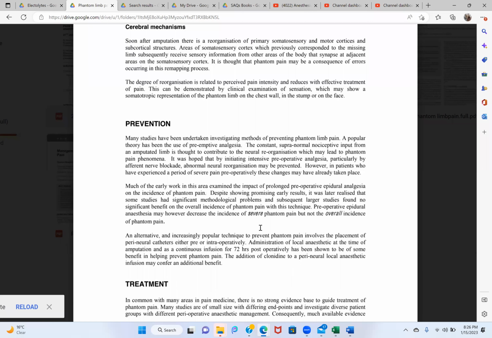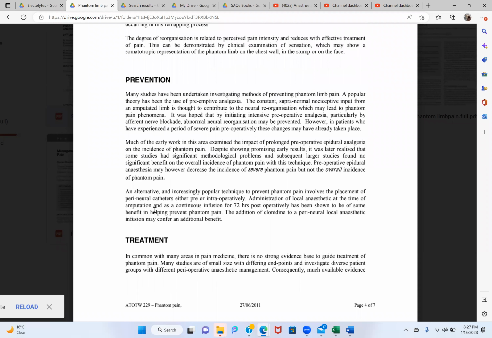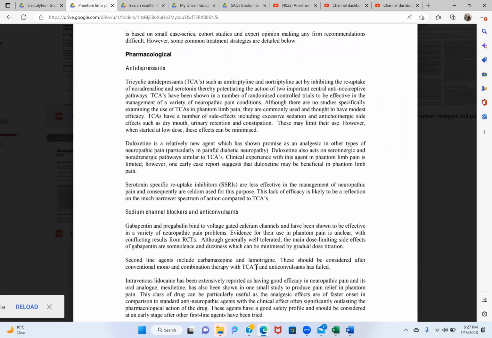But you can use a number of techniques. One of them is epidural, and also placement of perineural catheters either pre or intraoperatively. Administration of local anesthetic at the time of amputation, and as a continuous infusion, as I told you, wound catheters and catheters in the area. Other medications will be antidepressants, gabapentin, pregabalin, okay, opioids. There are some novel techniques like calcium.